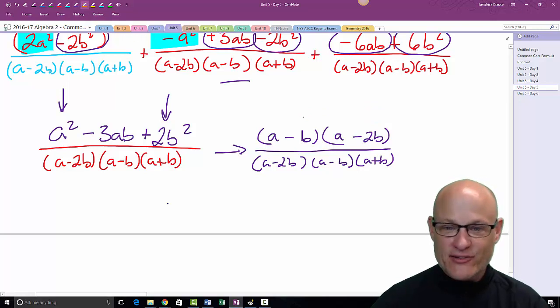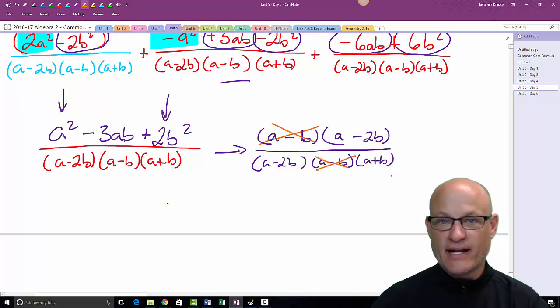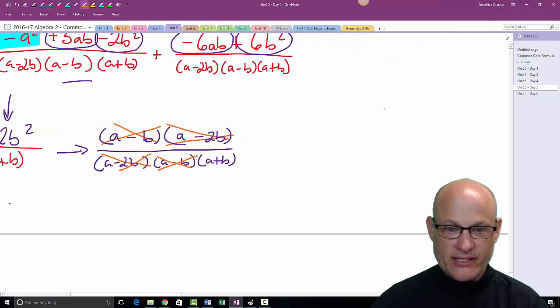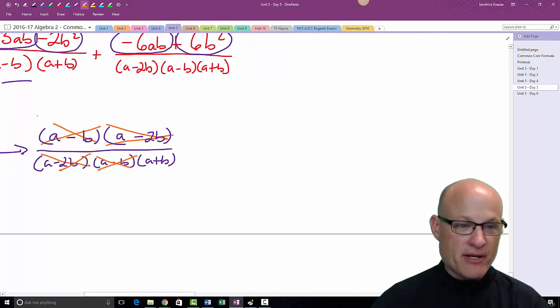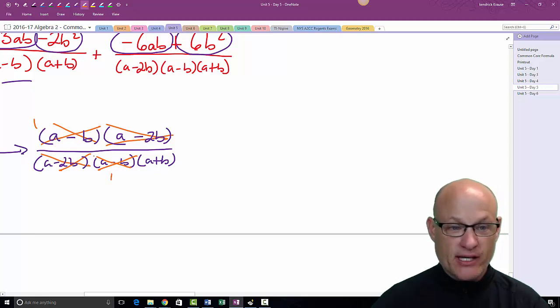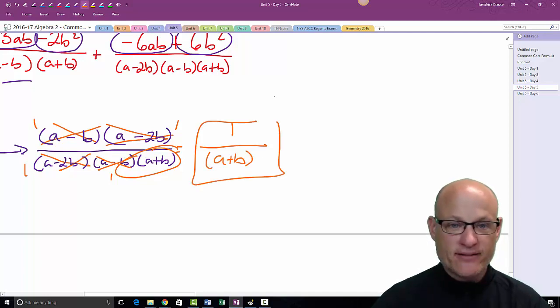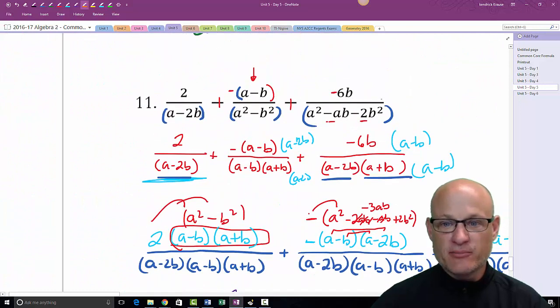Can anything be canceled? Oh yeah, a minus b and a minus b. Anything else? Oh my goodness, a minus 2b and a minus 2b. Now, don't be silly. Remember, a minus b made 1 over 1, and a minus 2b made 1 over 1. So my numerator still has a 1 in it, and then this is in the denominator: a minus b, excuse me, a plus b. All of that up there turned out to be a plus b.